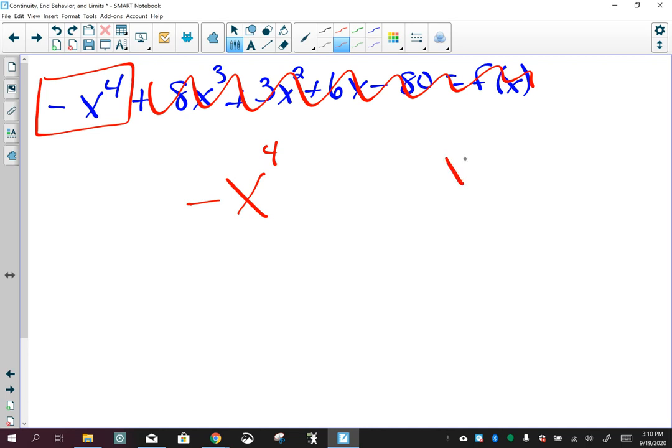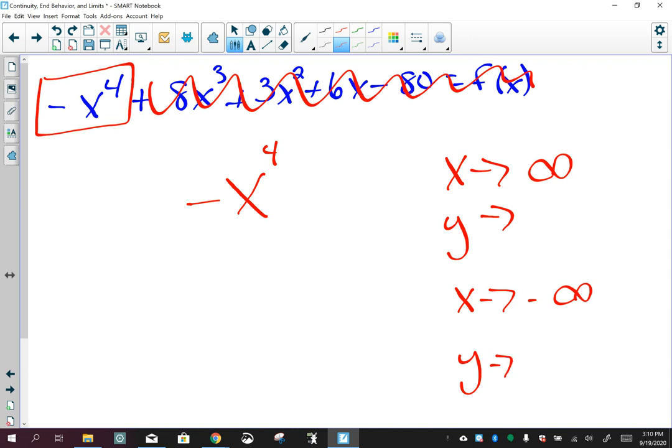So I want to know, as x gets bigger, what's happening to my y, and as x gets smaller, what's happening to my y. So this is what I'm trying to answer, and I'm going to do this from here.